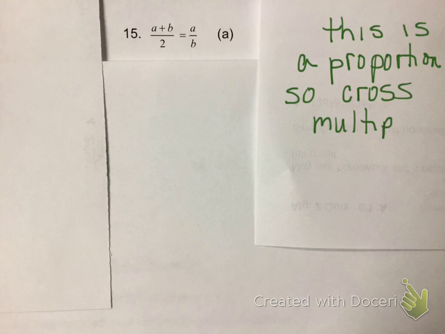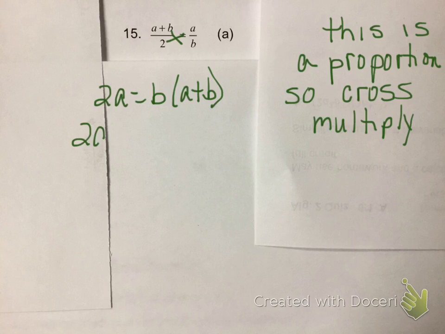So we're going to cross multiply with proportions. It doesn't really matter which one you do first. I'm going to multiply the left to right. So that's 2a is equal to b times the numerator, a plus b. You could go straight to doing the distributive property. And when you multiply variables, you multiply alphabetically. So that's ab plus b squared.